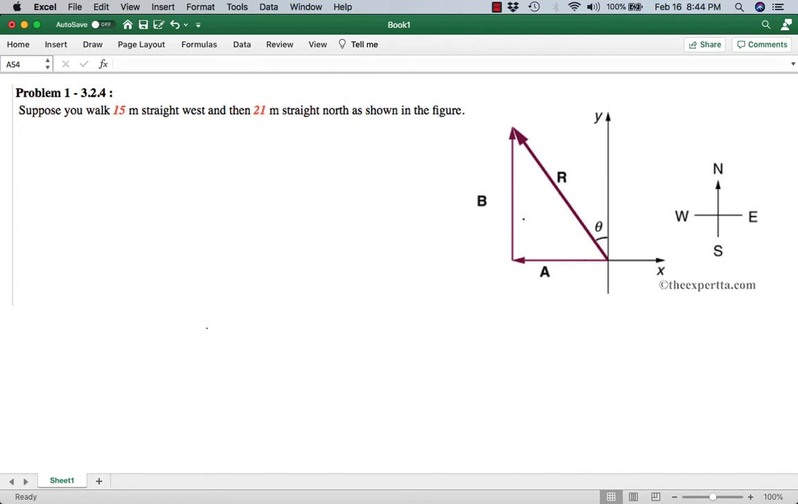Okay, so let's look at number 1. Suppose you walk 15 meters straight west and then 21 meters straight north as shown in the figure. So we're asked to find how far you are from your starting point in meters. So we need to find the resultant displacement from the starting point here to the ending point here.